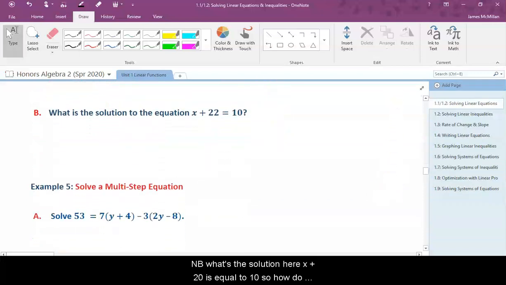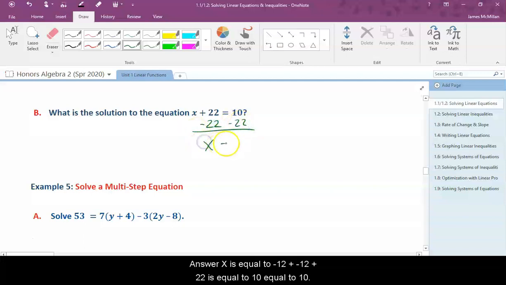In B, what's the solution here? x plus 22 is equal to 10. So how do we get the x by itself? Well, we have adding of 22 to that side, so we're going to undo it by subtracting 22. And so x is equal to negative 12.